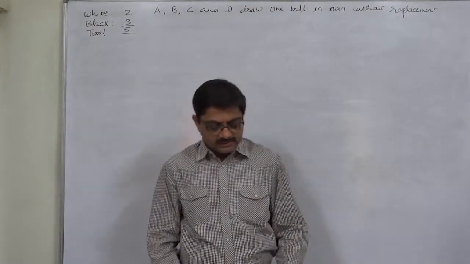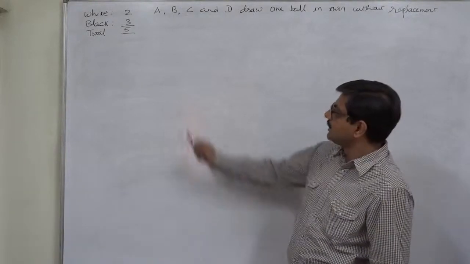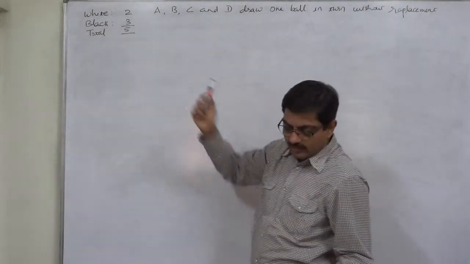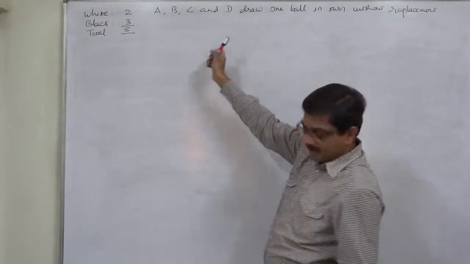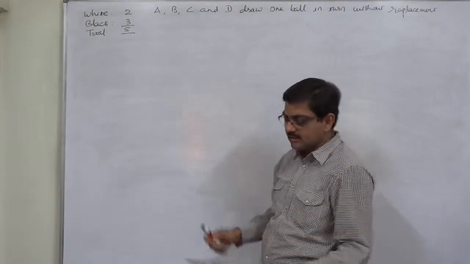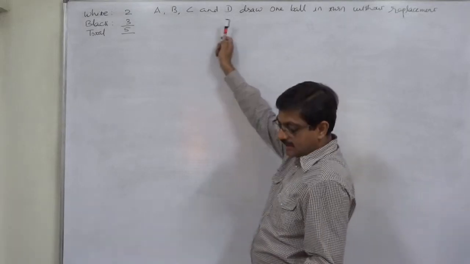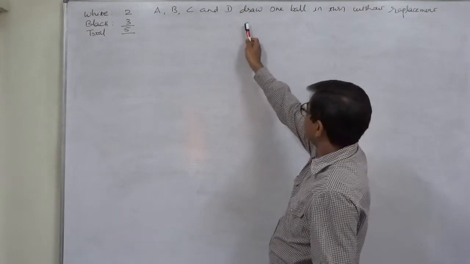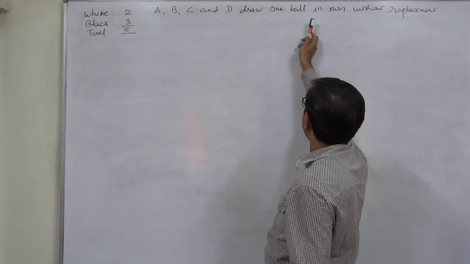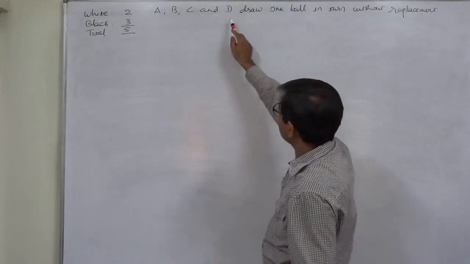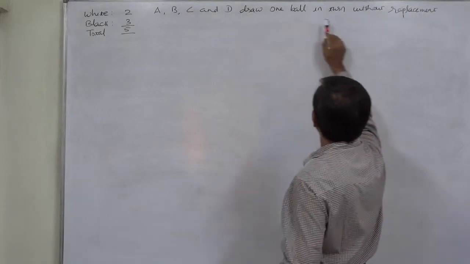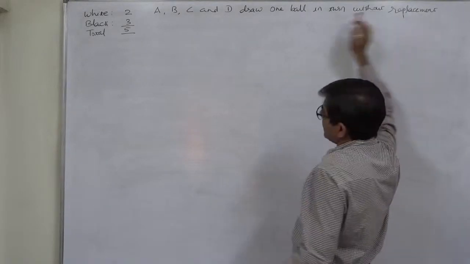The problem is: a box contains 2 white and 3 black balls. A, B, C and D, these are the names of persons. A, B, C and D respectively draw one ball in turn. That means first A takes, then B, then C and at last D takes a ball without replacement.